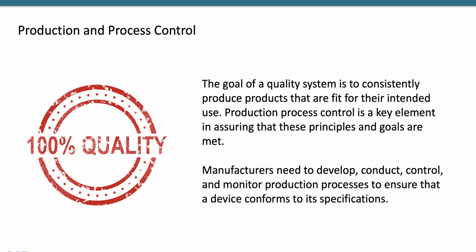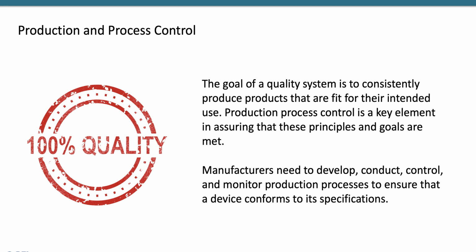Let's begin. So, what is production and process control? The goal of every quality management system, especially one as regulated as medical device, is to produce products that are fit for their intended use. Production process control is one of the components of core processes that build the quality management system.